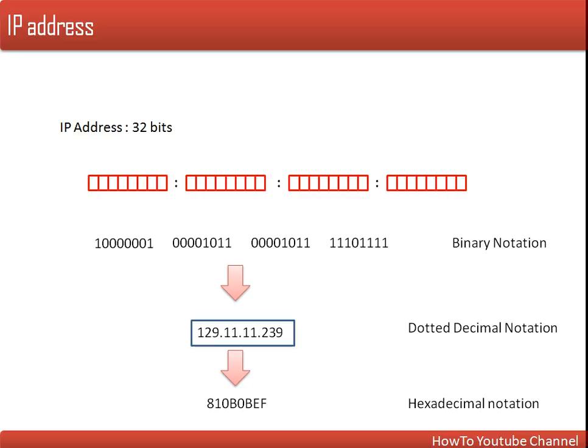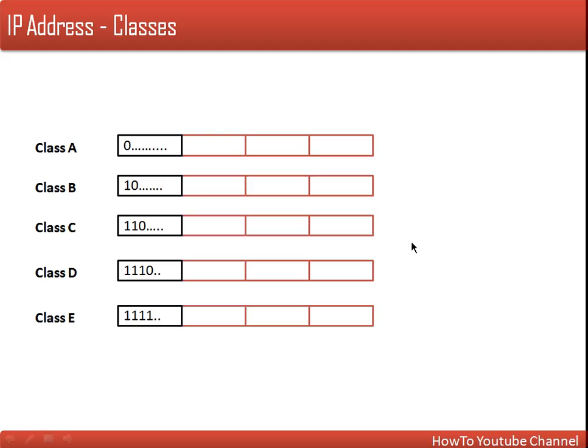So the most used notation is dotted decimal notation. This is only used for better understanding. Otherwise, in actual, IP address is stored in form of binary. Now there are 5 classes of IP addresses, and these are the tricks by which you can identify in which class your IP address belongs.